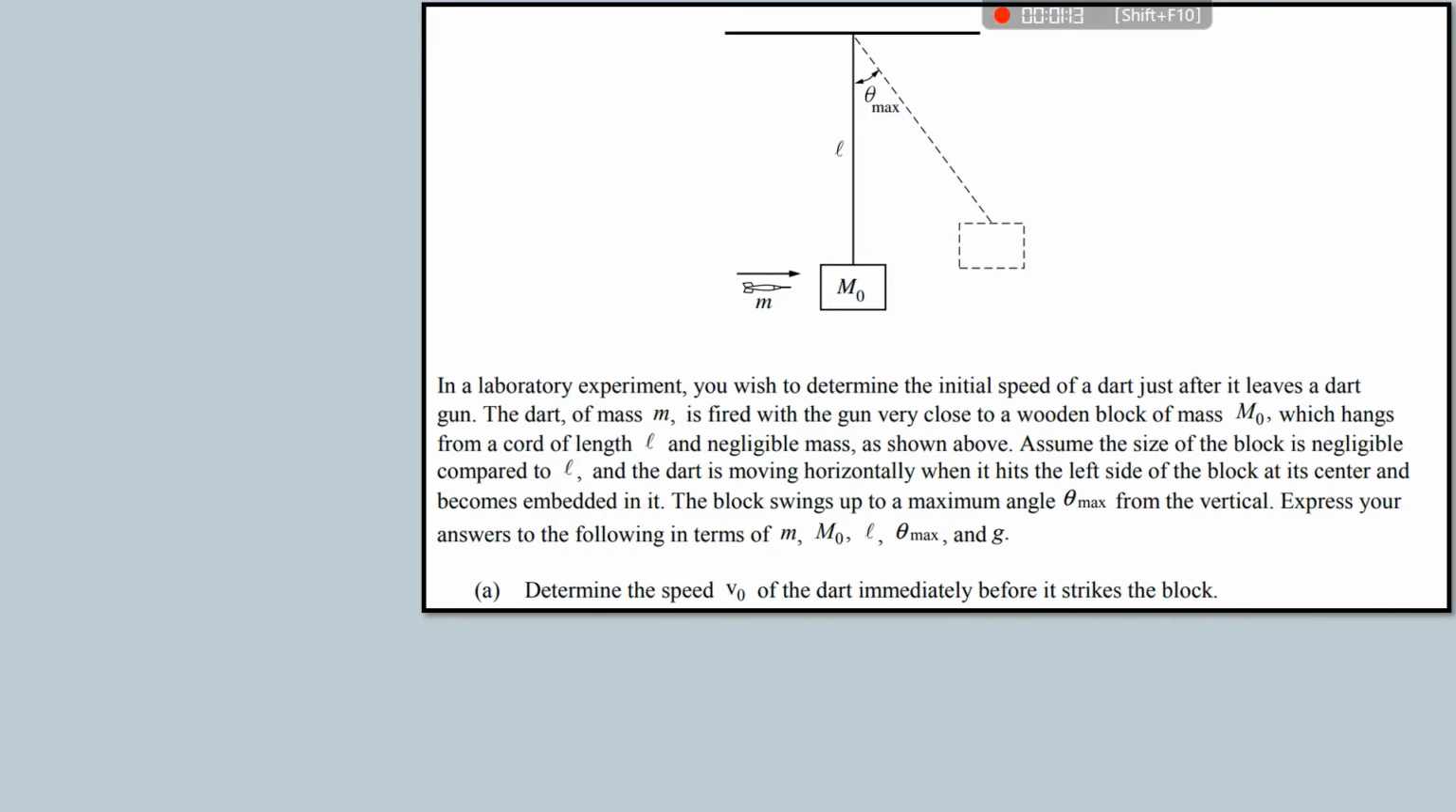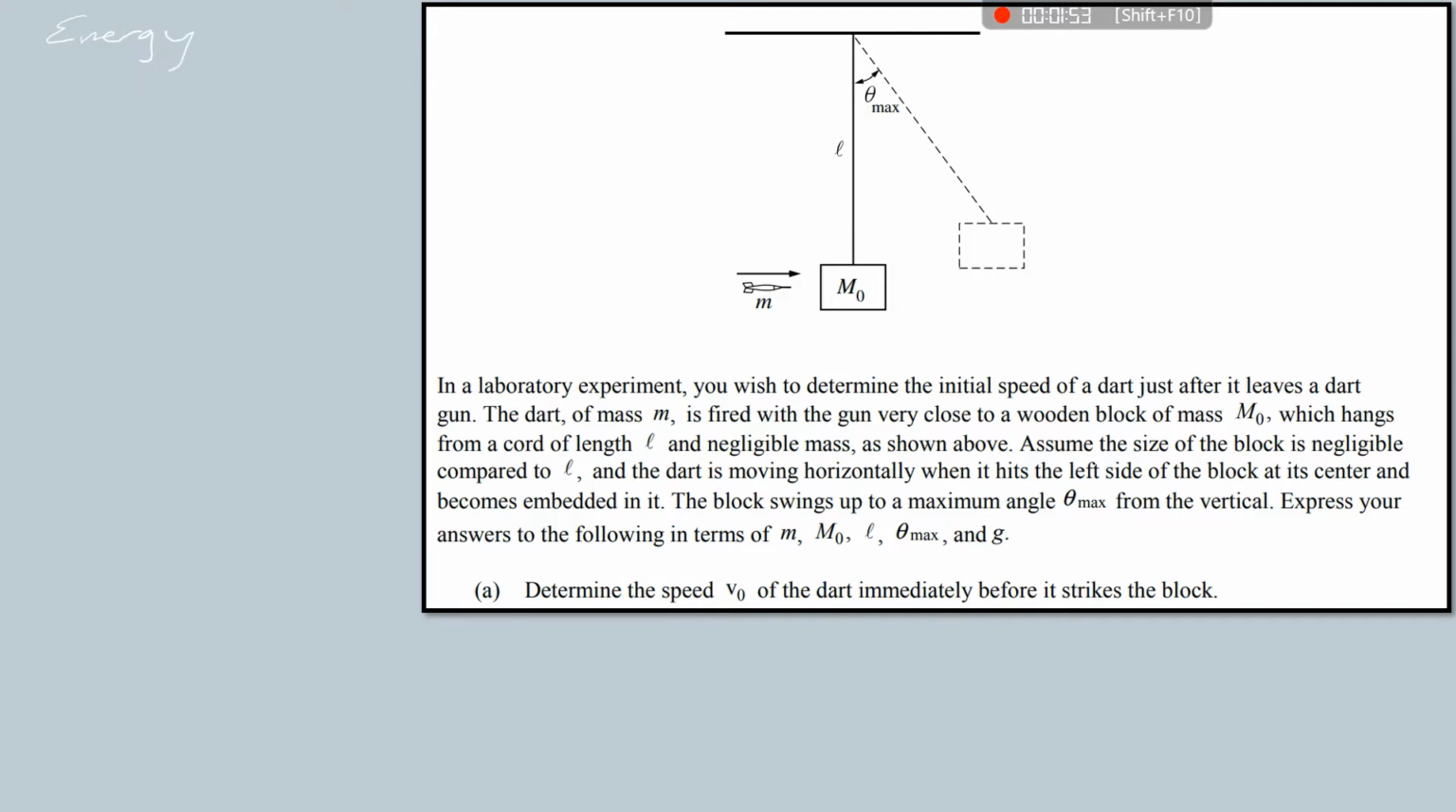I want to express my answers in terms of the mass of the dart, the mass of the block, the length of the string, the angle that the string forms when it's at a maximum point away from the center, and gravity, to determine the initial velocity of the dart before it strikes the block. So what do I have to do? So we use conservation of, oh no, this is just conservation of energy. Okay, I'm going to start with energy then.